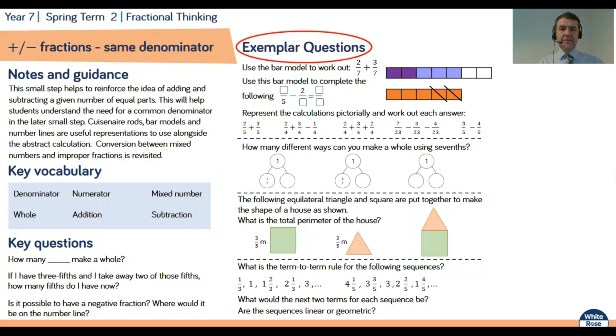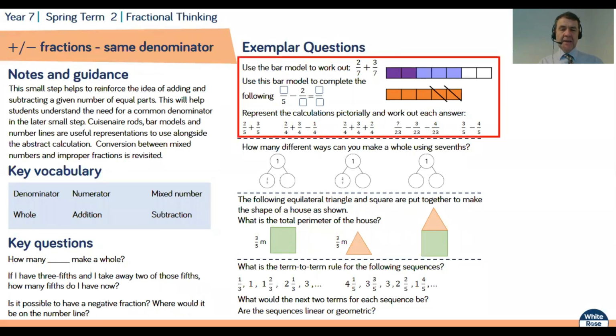These are available as a free downloadable PowerPoint, so you can edit them to suit your own class's needs. I'm going to be focusing mainly on the first exemplar question from this step, the keyword whole, and the key question, how many somethings make a whole?